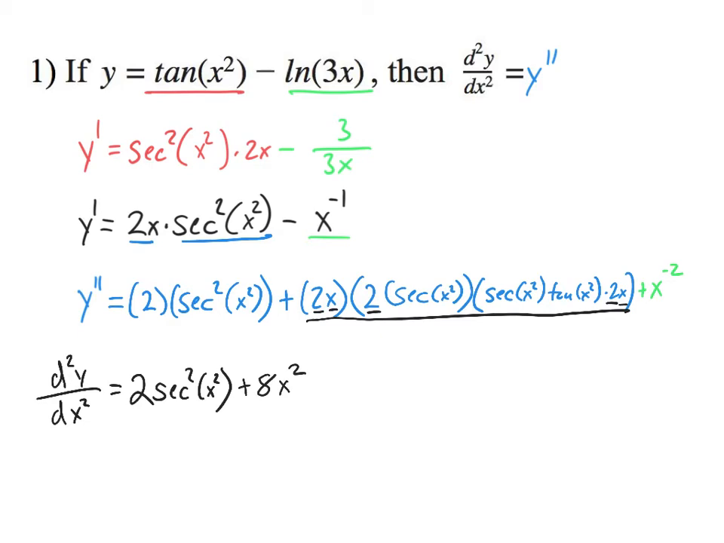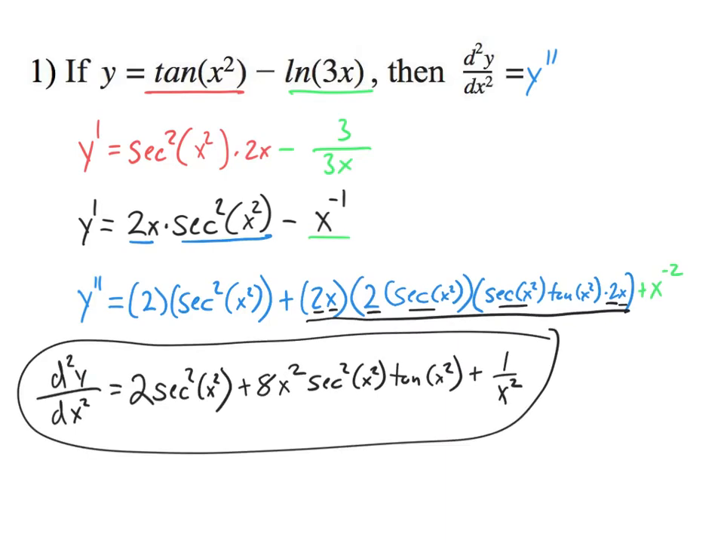And then I have 2 secant squareds. So I have secant squared x squared. And then I have the tangent x squared. And then I have the plus 1 over x squared. And that I'm going to leave as my answer. Now technically, could I try to get common denominators by multiplying all of this, these two pieces? Yes, by x squared. I could keep going in common denominators. I'm going to stop right there.